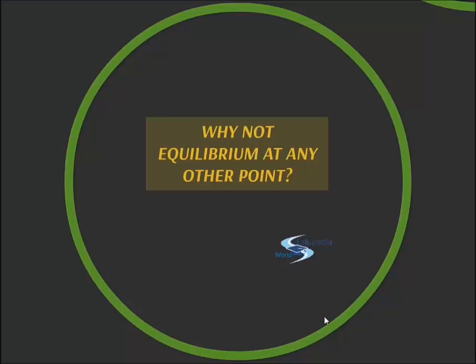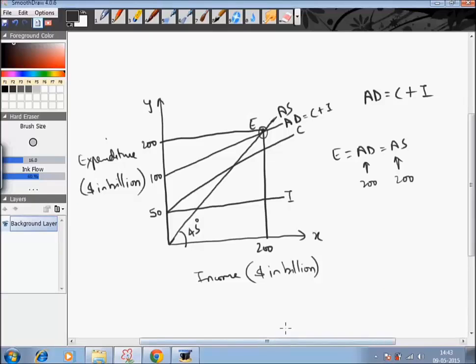So the next important question which bugs us is, why not equilibrium at any other point? Now in order to answer this question, let's get back to the graph. Now you can see here that the equilibrium point has been determined at $200 billion. Now suppose, what if the aggregate supply is more than aggregate demand? That is, AS is greater than AD, or rather we can say that C plus S, that is consumption plus saving, is greater than consumption plus investment. So what is happening here?